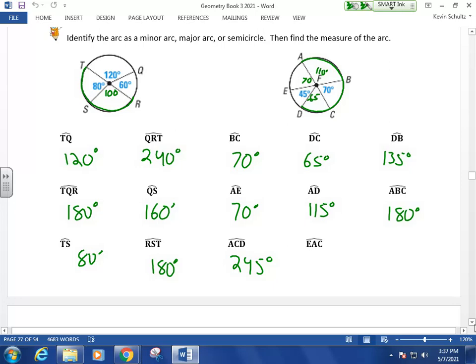And finally, EAC, this is a big one. We go from point E all the way through point A and over to C. So you could do it 70 plus 110, or you could do 360 minus 45 minus 65. Either way, I believe we end up with 250 degrees there. So those are your answers for CO60. If I made any errors, I'm sure you will gladly let me know.